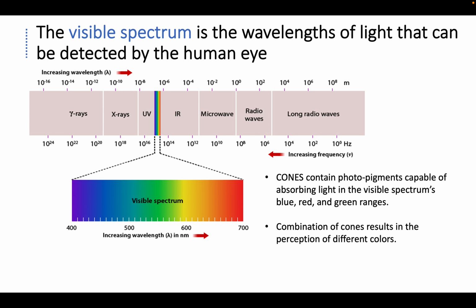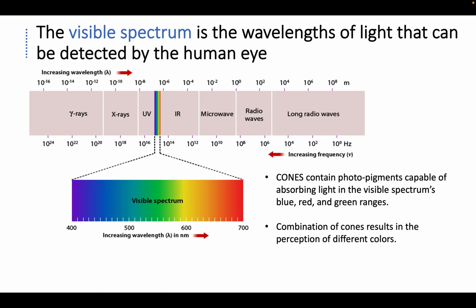And we'll see that we have three different types of cones, and these are sensitive to three general wavelengths. So we have cones that are sensitive specifically to red, we have ones that are sensitive specifically to blue, and we have ones that are sensitive specifically to green.